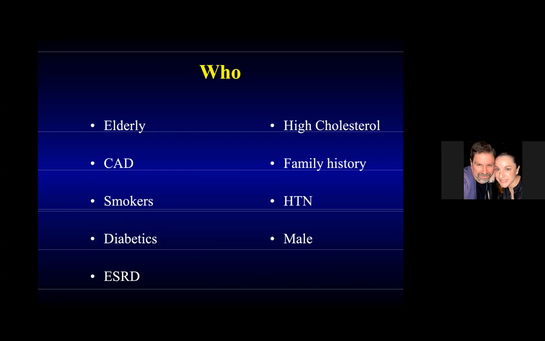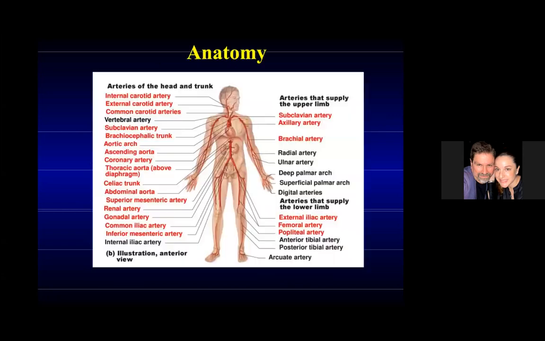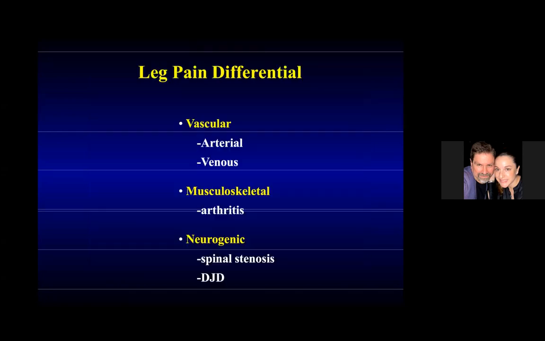Smokers, diabetes, patients with end-stage renal disease, patients with hyperlipidemia, and then a family history of these conditions, hypertension, and unfortunately, the male sex is affected more than the female sex. The anatomy affected by atherosclerotic disease is vast. This is just a quick overview of what you already know.